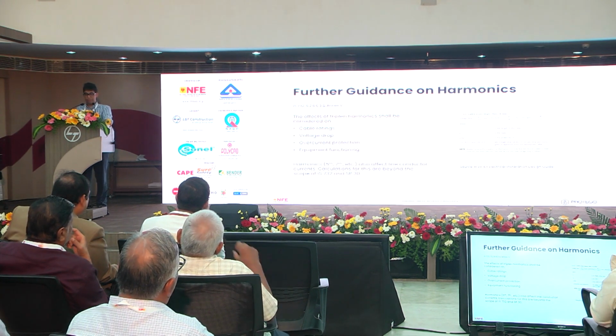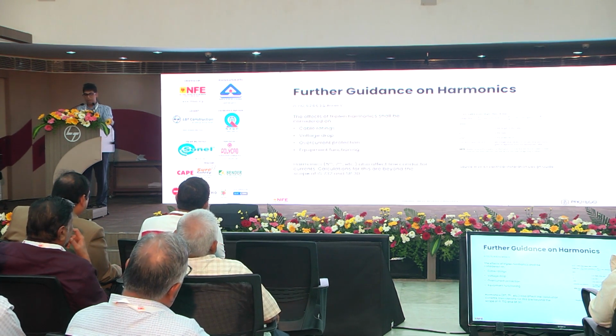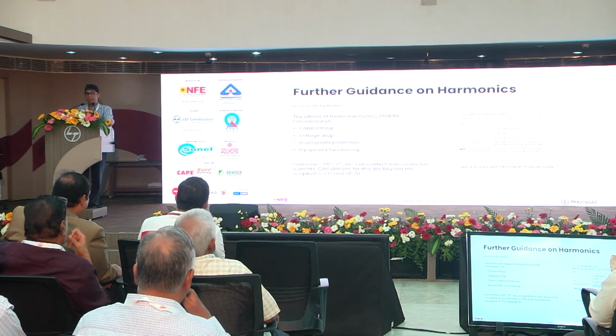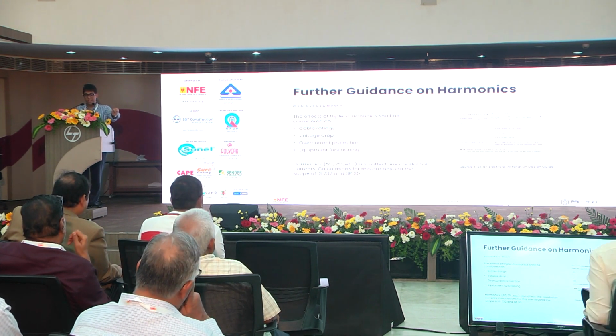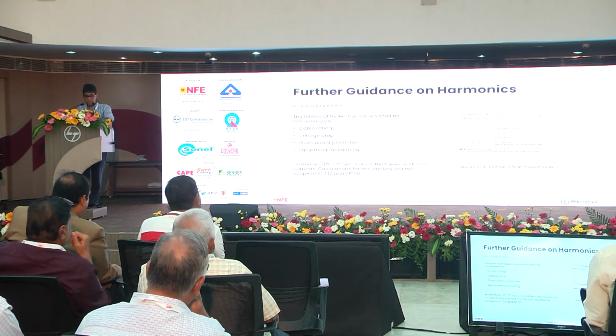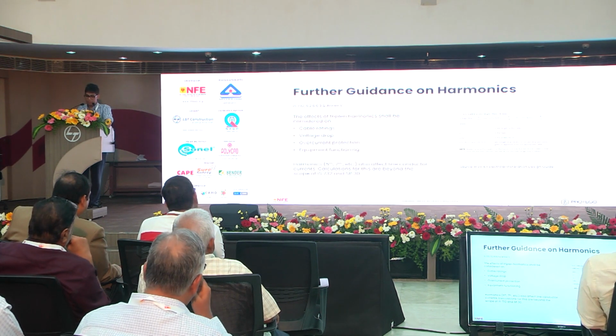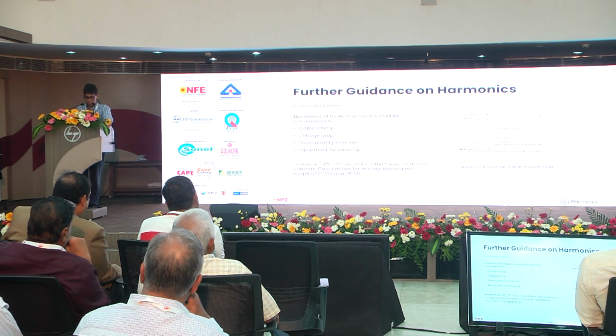Now harmonics of the 5th and 7th, in multiples of the 5th and 7th frequency, will also affect the line current. So you have to also choose a current carrying capacity that is derated. Again, this is beyond the scope of IS 732 and SP30. There are IEC standards for this.